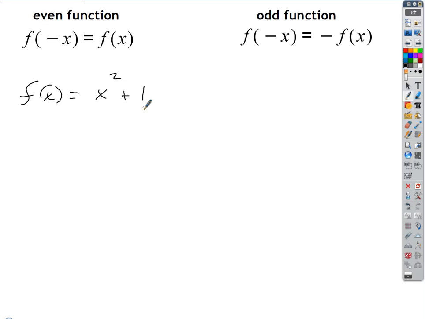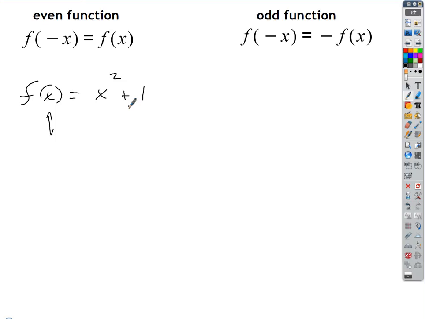This function rule up here is telling me, it says f of x, not f times x, equals x squared plus 1. It's just a pattern. It tells me that when I input values of x, I'm going to use this recipe to cook up the y values. This is the rule that calculates y. So I should be able to put anything in, anything that could take the place of that x and would follow this rule.